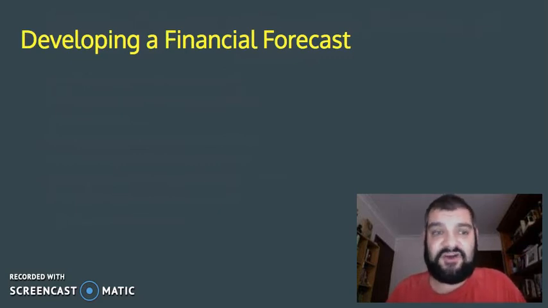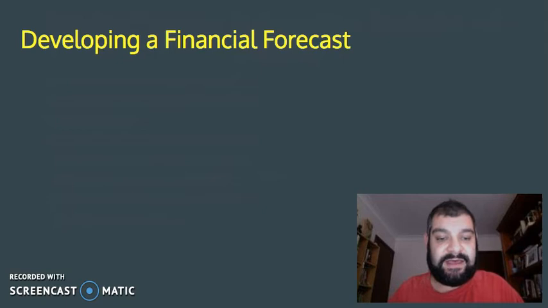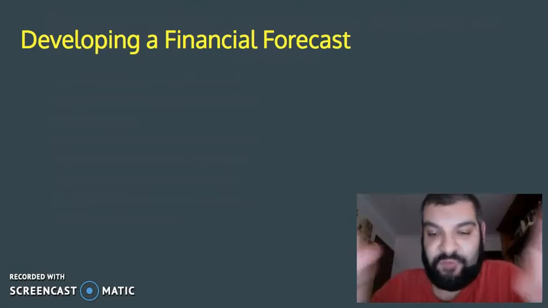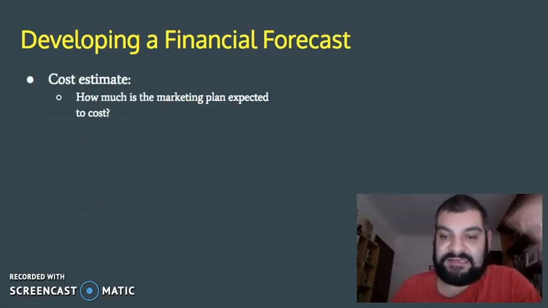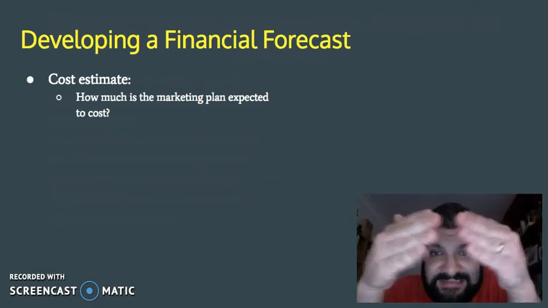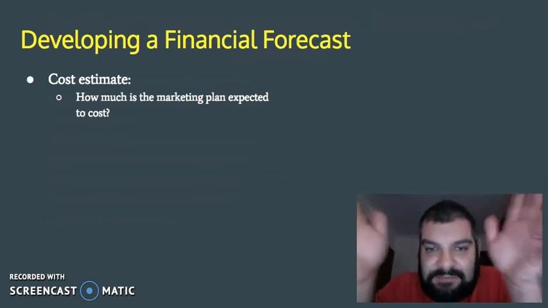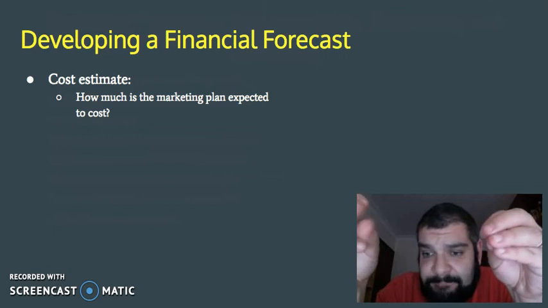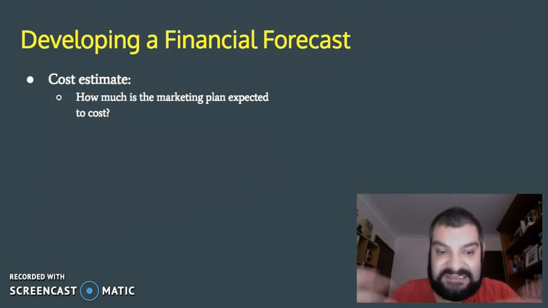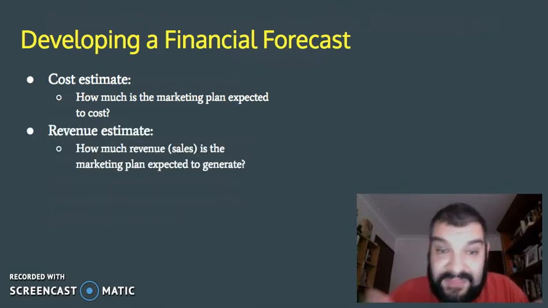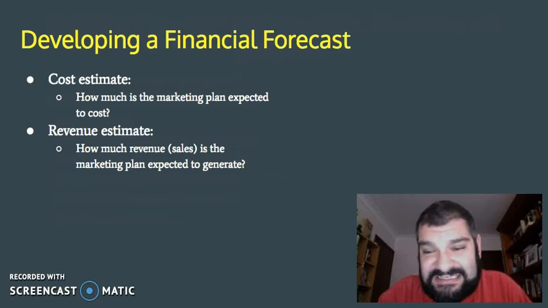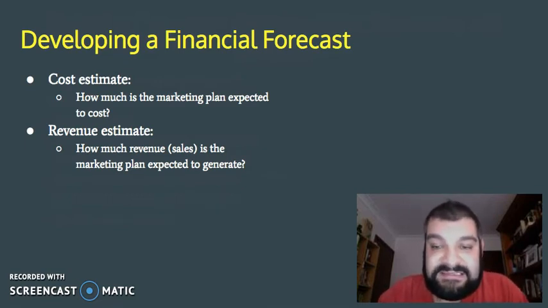One thing they can do is develop a financial forecast. Now, when evaluating alternative marketing strategies, a business must develop a financial forecast that details the costs and revenues for each strategy. And what that does is they work out how much the marketing plan is expected to cost. So not just to make the product, but how much is it going to cost to pay for the advertising, pay for the staff, etc. And then they also implement within the financial forecast a revenue estimate. Well, how much revenue, how much sales is the marketing plan predicted to generate?